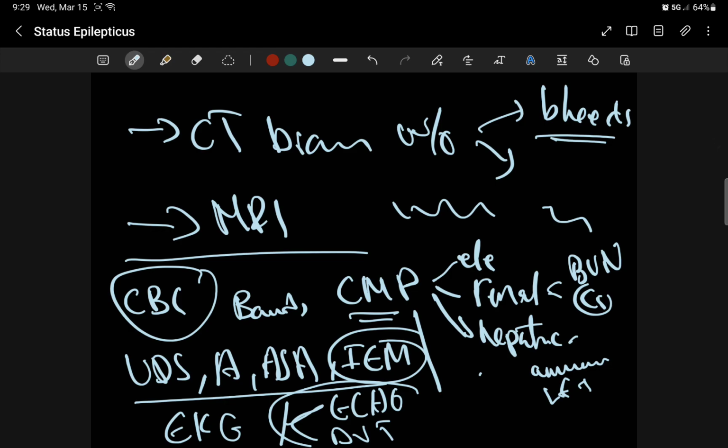And always be aware of how you're drawing your labs. For example, your ammonia needs to be a free-flowing sample, not a prolonged tourniquet, and on ice until it reaches the lab. These are very important things to be aware of as you're ordering and as you're mentioning it to your nurse. So basically, this is, again, basic knowledge of seizures and status epilepticus, things to keep an eye on and be aware of, as you know your resources, your algorithms, and your literature.